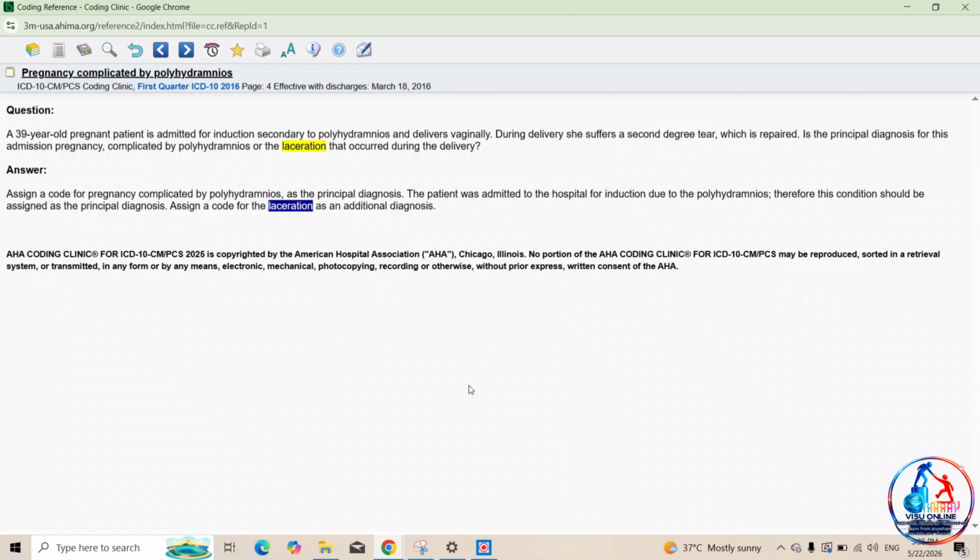The patient was admitted to the hospital for induction due to polyhydramnios. Therefore, this condition should be assigned as the principal diagnosis. Assign a code for laceration as an additional diagnosis. Next one.